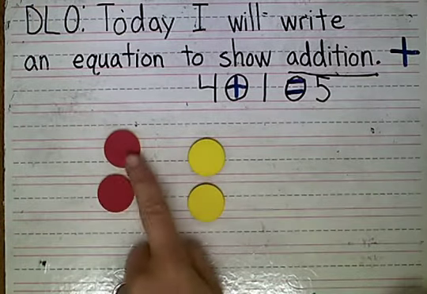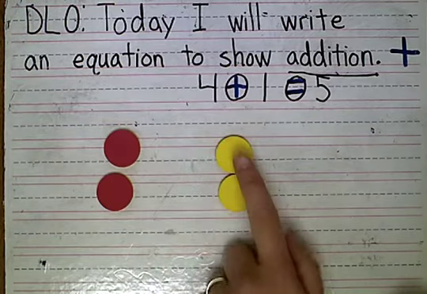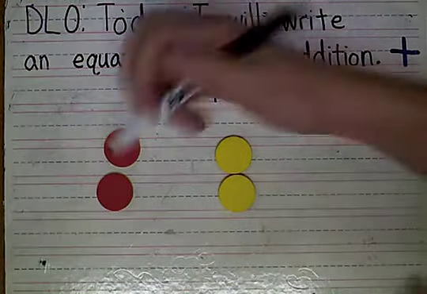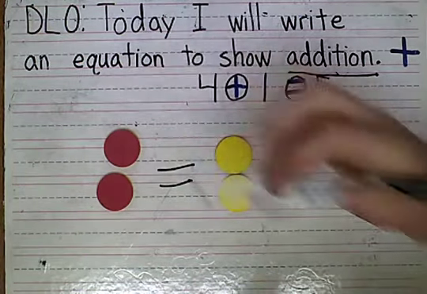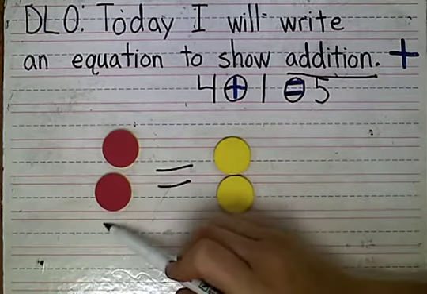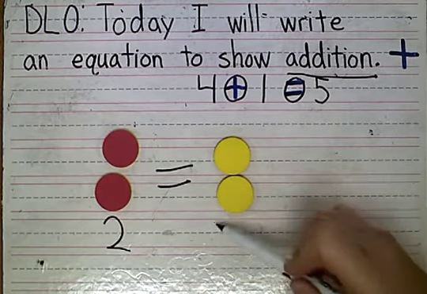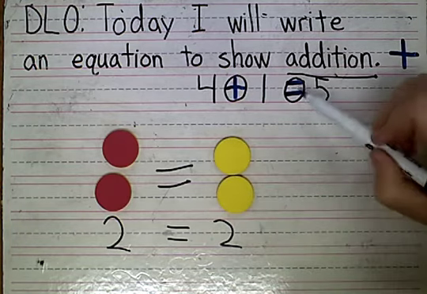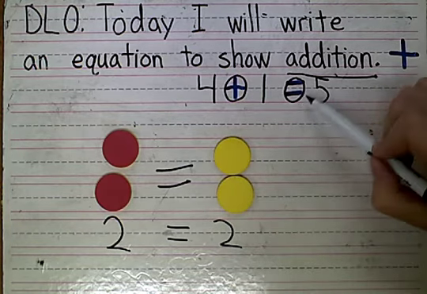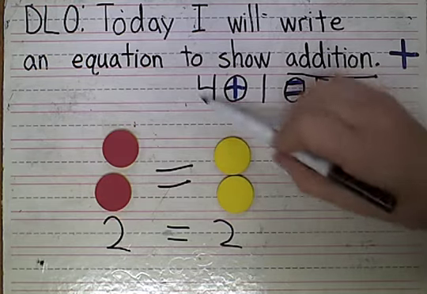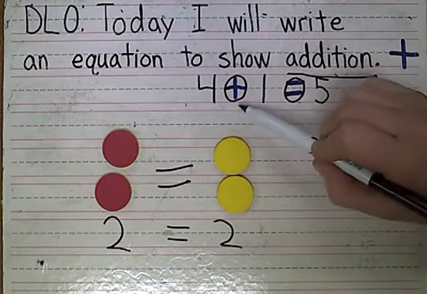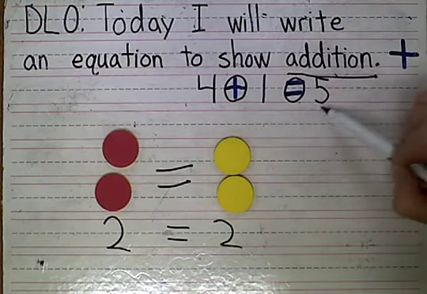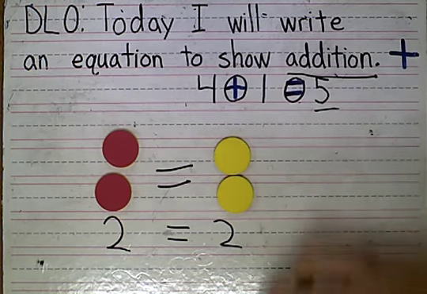So if I have 2 red chips here, 2 yellow chips here, I could put an equal sign in the middle because here's 2, here's 2, they are equal. 2 and 2 are the same. When we have an equal sign for an equation, it just means everything on this side, all the numbers added together, equals this number on this side.